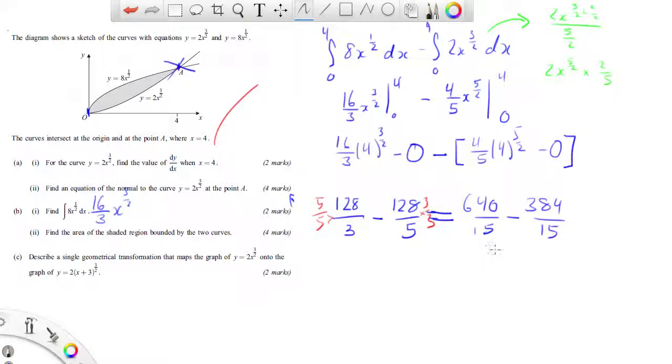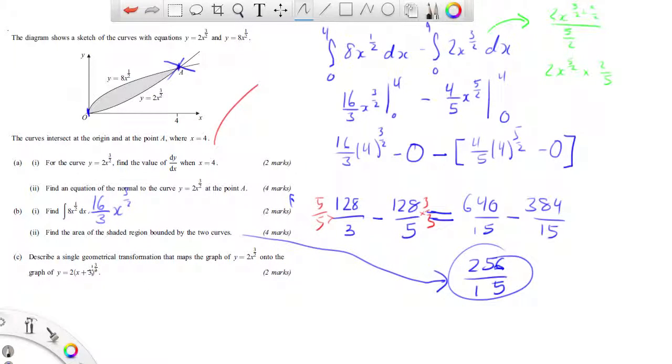Make sure that's equals. And now we can actually do this. So 640 minus the 384 is 256 over 15. That's the answer. That's a 6, not a C. That's the answer for the area. Oof, all that work was worth 4 marks, but it was worth it.